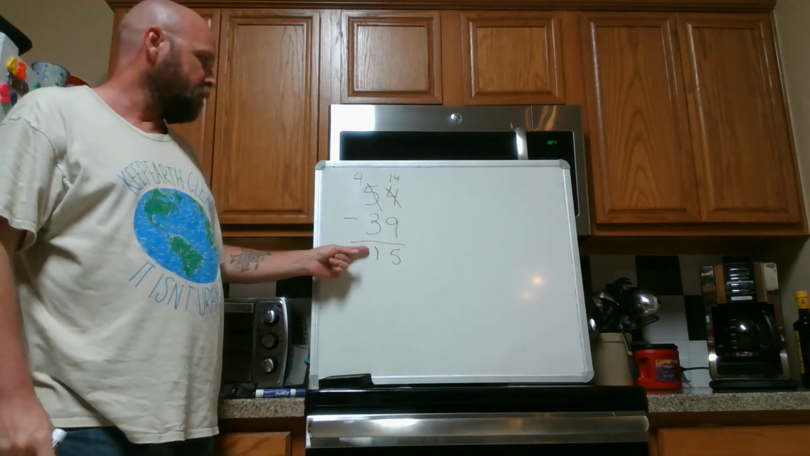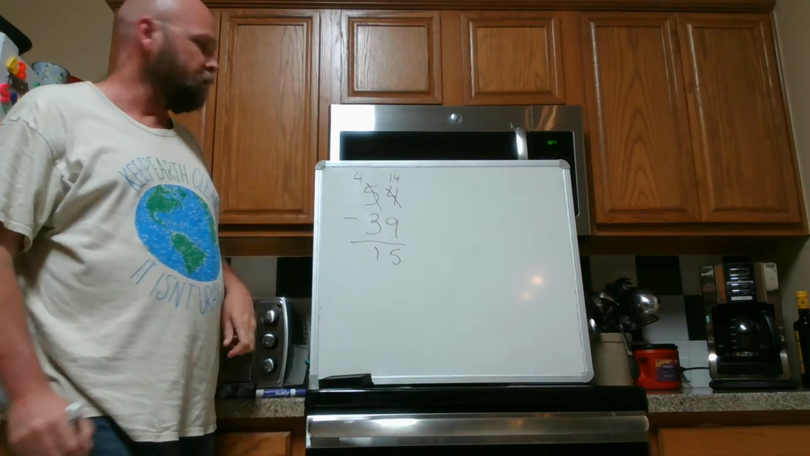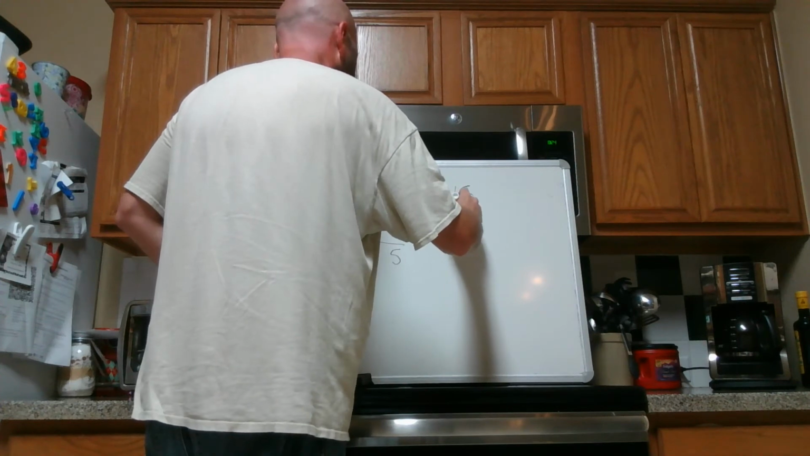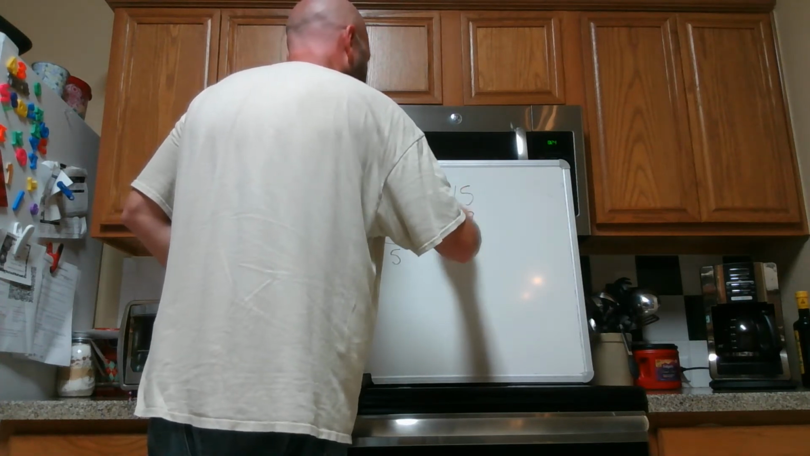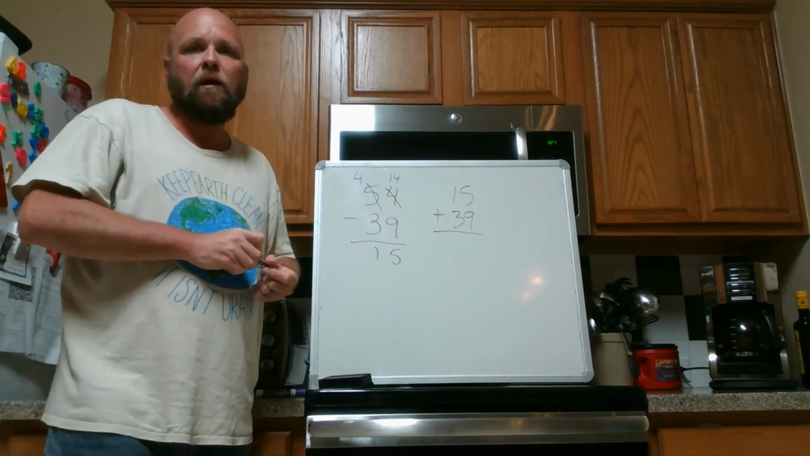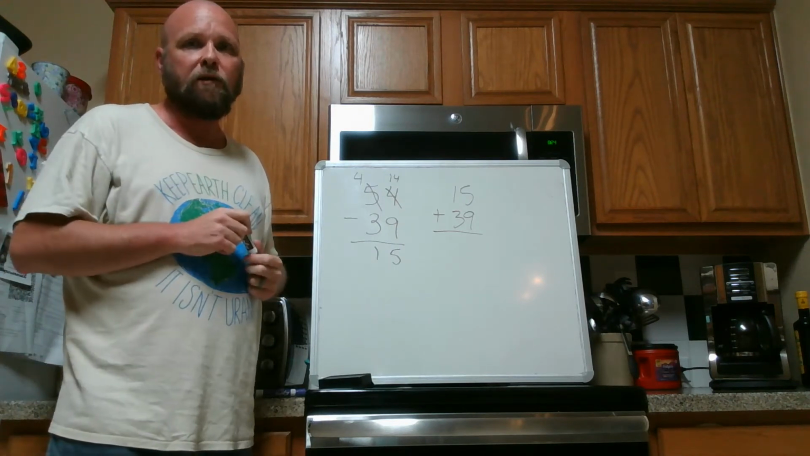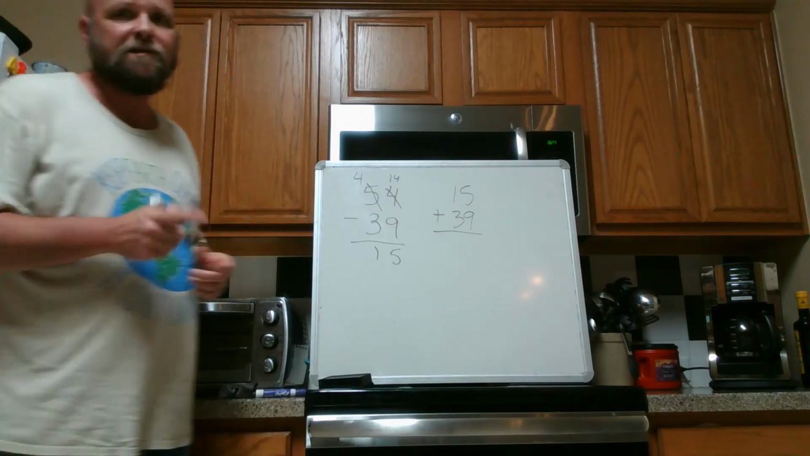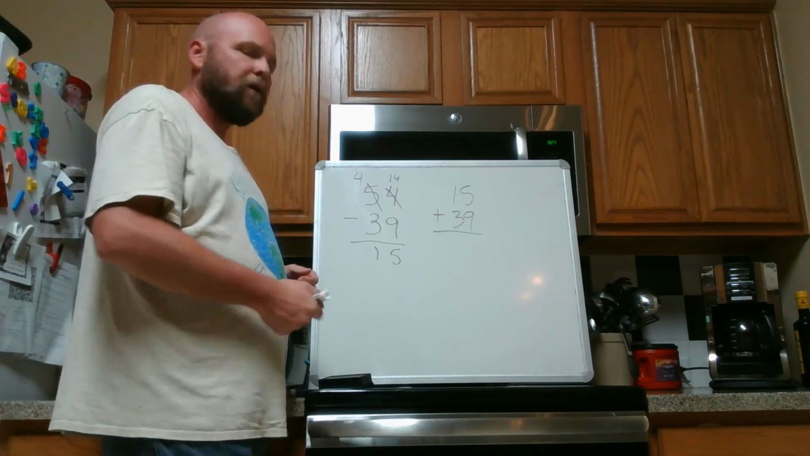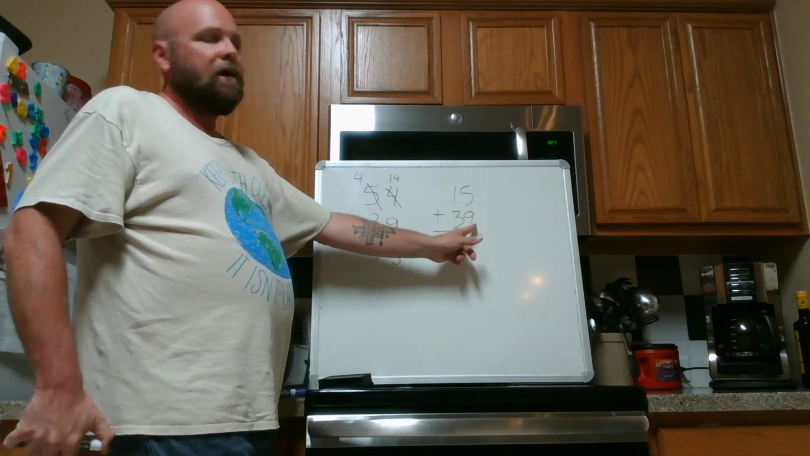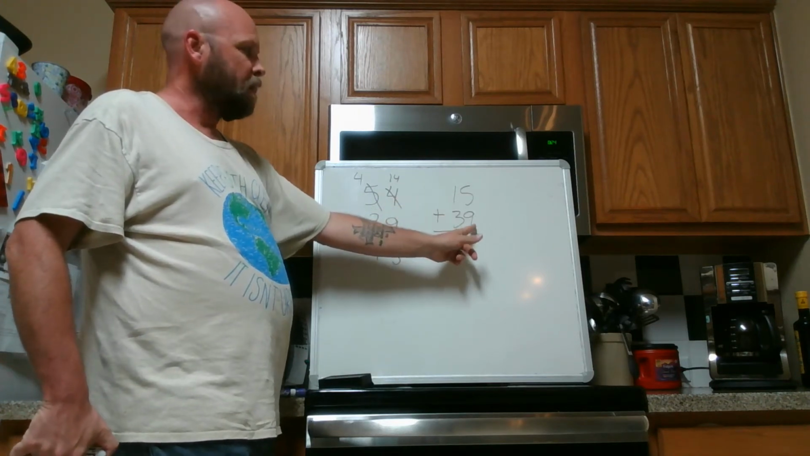To check it, if I add these two together, I should get 54. So let's take 15 and 39. So we're going to find the sum of 15 and 39. S-O-M-E is the wrong way to spell it. S-U-M. Of 15 and 39, that's the answer to an addition problem. That'll be on an upcoming quiz. We have 5 ones and 9 ones. Well, 5 and 9, the sum is 14.